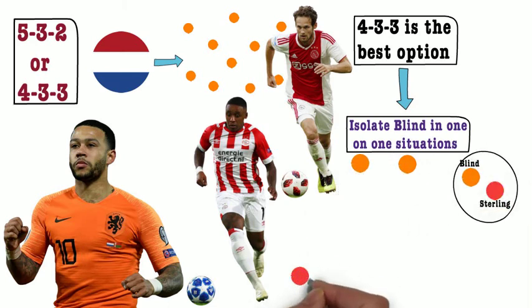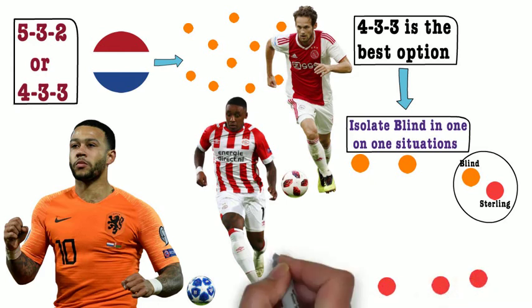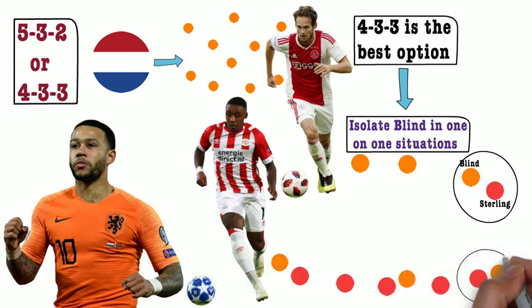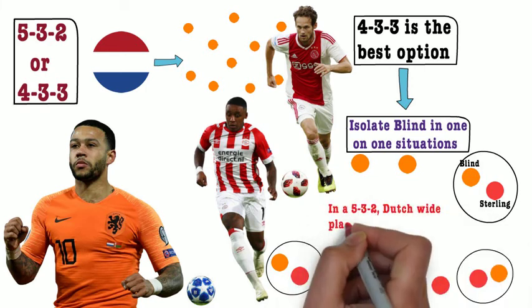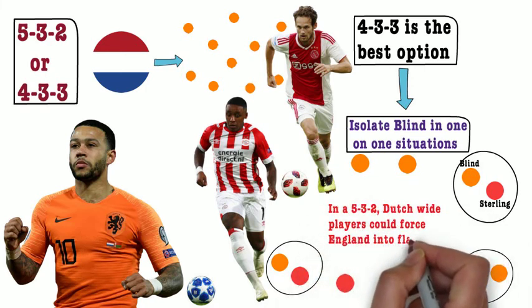Playing with three centre-backs and two wing-backs could lead to England being forced into a flat back five, as the Netherlands front three usually stretch wide, with the two wingers keeping the width in the system, which would force England wing-backs back and could allow spaces either side of England's midfield free to develop.